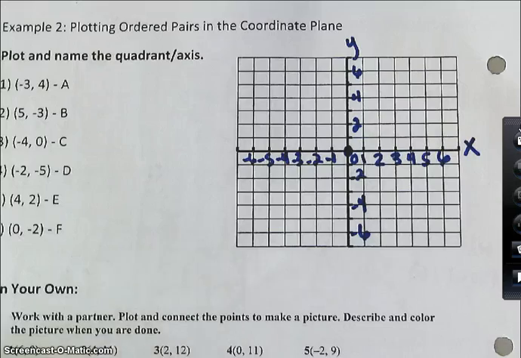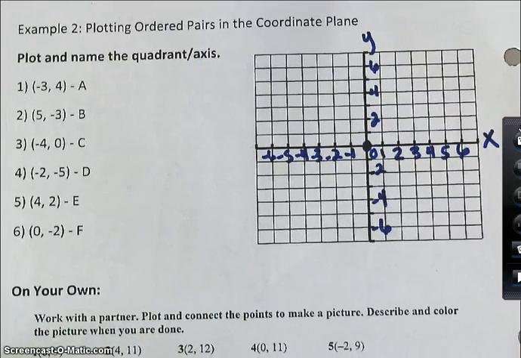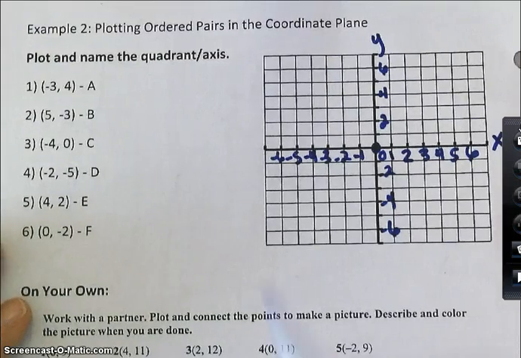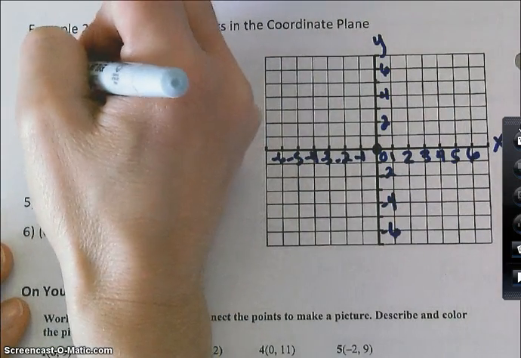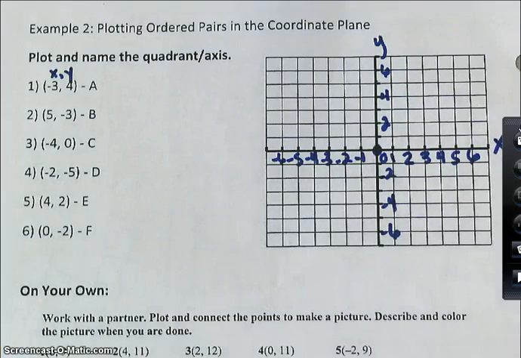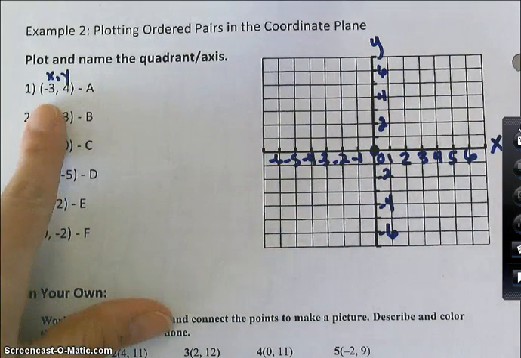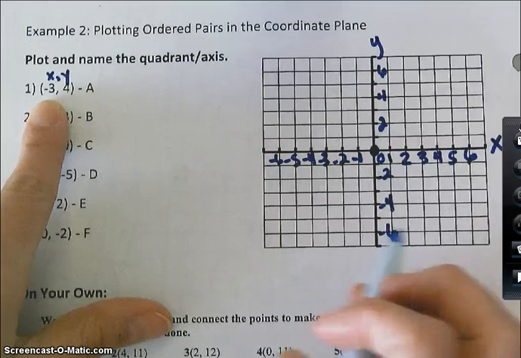Okay, now let's plot these points. It says plot and name the quadrant or axis. So we're going to plot it, and then we're going to write the location that it's in. So -3, 4. Let's remember, and if this helps you, write out x and y right above -3, 4, so you know you have to go to the x first. So x is left or right, remember.